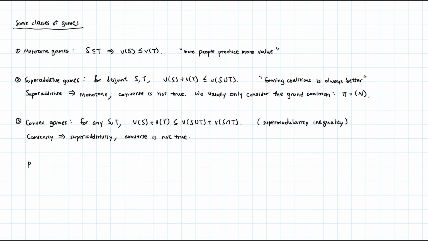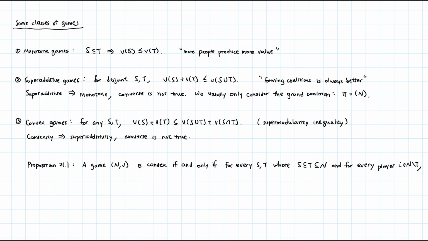And here is a proposition that could explain the meaning of convex games. A game (N, v) is convex if and only if, for every S and T, where S is a subset of T, a subset of N, and for every player i that is in N minus T, v of T union {i} minus v of T is at least v of S union {i} minus v of S. We will leave the proof of this as an exercise.